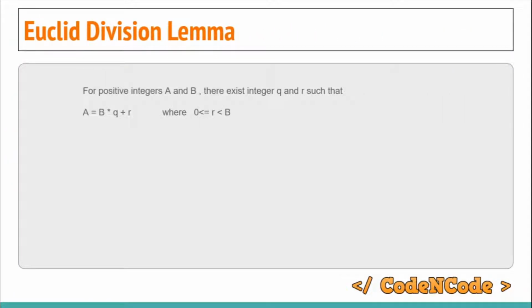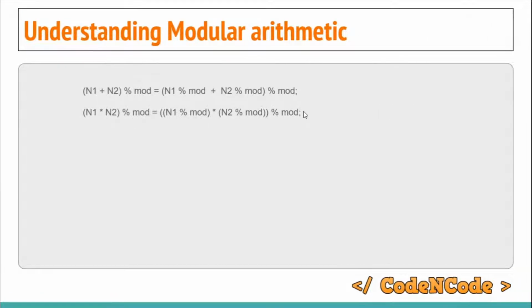We start the lecture with Euclid division lemma, which says that if you have two integers a and b, then there exist q and r such that you can write a = bq + r, where b is the divisor and r is the remainder. We all know that the remainder is always smaller than the divisor. Nothing new here. So let's see how this can help us understand modular arithmetic a little bit.